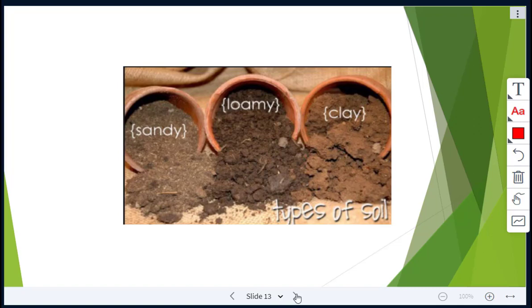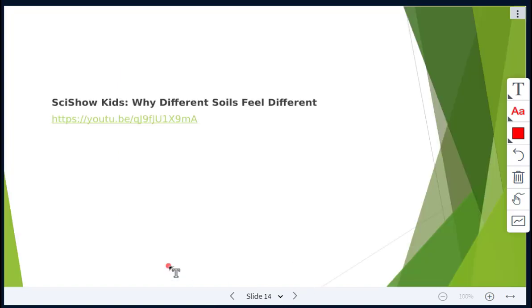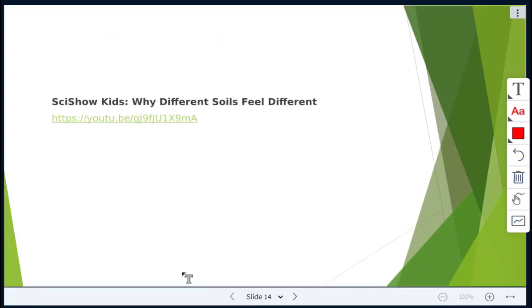Right, so this is again showing the types of soil: sandy, clay, and here's the loamy soil. And we'll watch this video on why different soils feel different, and that's where we'll stop today.